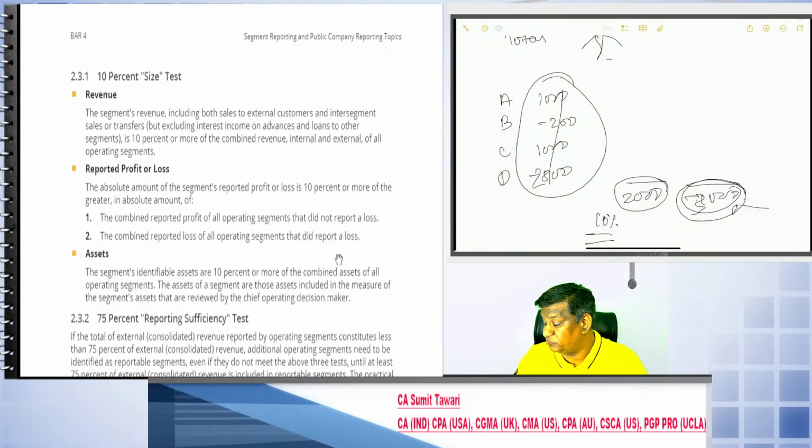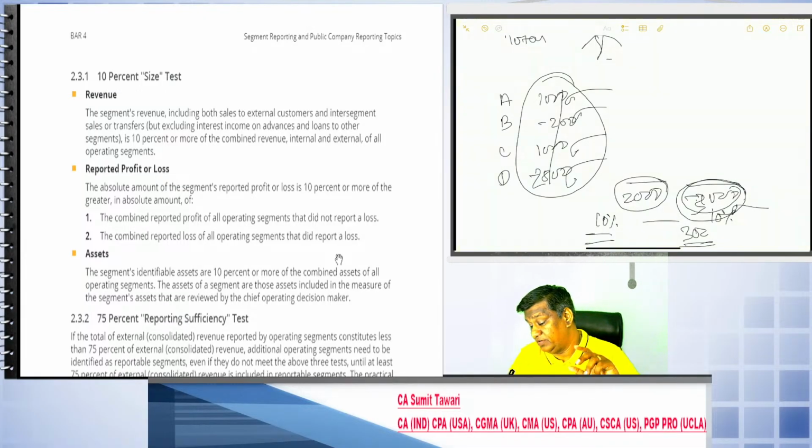Hope I am able to explain properly. So we add this profit, we add this loss, and then we compare which is higher. As the loss is higher, we need to consider 10% of 3,000, that is 300, as the threshold for a reporting segment. Then assets: the segment's identifiable assets are 10% or more of the combined assets of all operating segments. The assets of a segment are those assets, including the measure of segment assets, that are reviewed by the chief operating decision maker. That we need to consider.